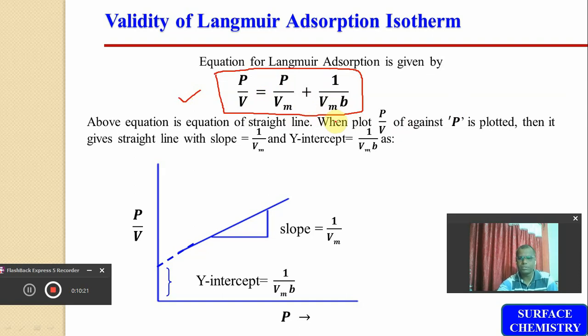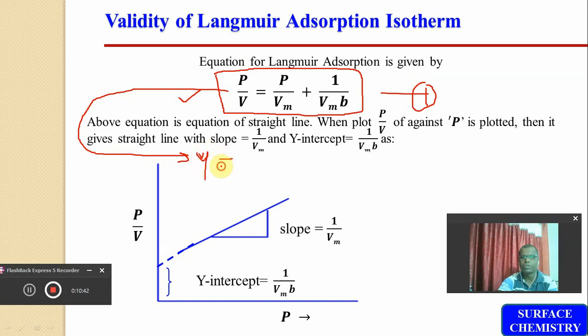Dear friends, if this is our equation of interest, and if this equation is compared with the equation of straight line, definitely you will be able to compare them. Then we get that this equation is similar to the equation of straight line, y is equal to mx plus c. This is y, this is m, and this is the y-intercept.